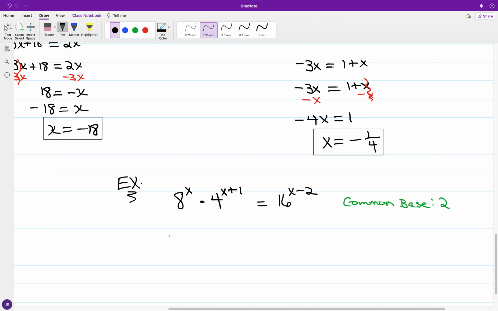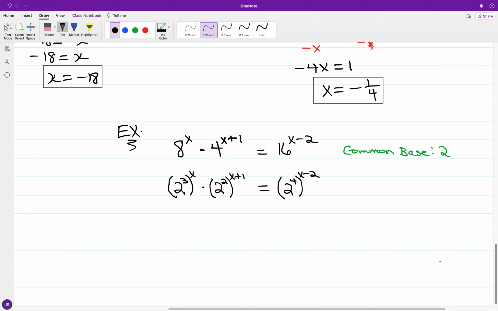And for what we have with 8 to the x, now 8 is going to be 2 cubed, to the x. Now for 4 to the x plus 1, now 4 is going to be 2 squared, to the x plus 1. Now for 16 to the x minus 2, you have 2 to the 4th raised to the x minus 2. And for 2 cubed to the x, we have 2 to the 3x.